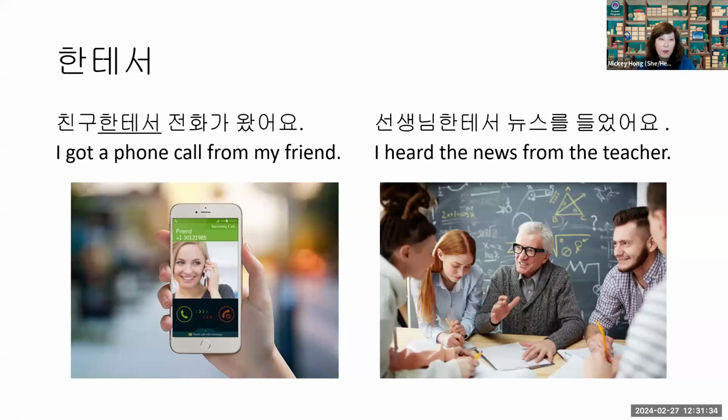Now, from a person, when the person is a source of information or the action, 친구한테서 전화가 왔어요. From a friend, a call came. 선생님한테서 뉴스를 들었어요. From the teacher, you heard the news.